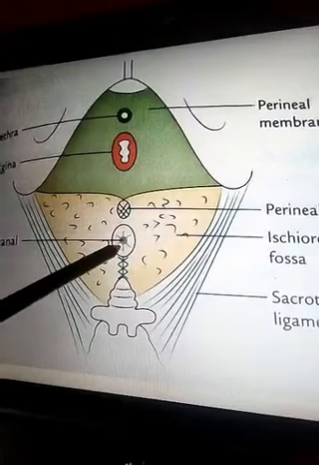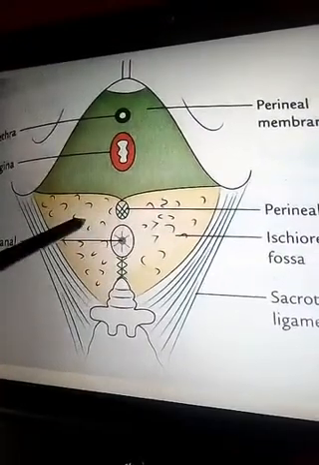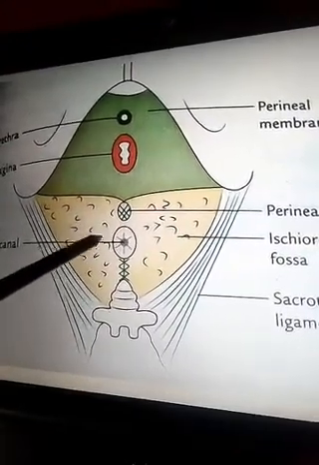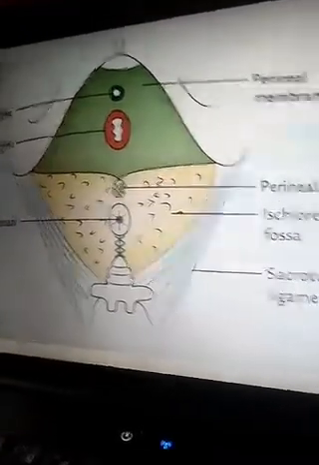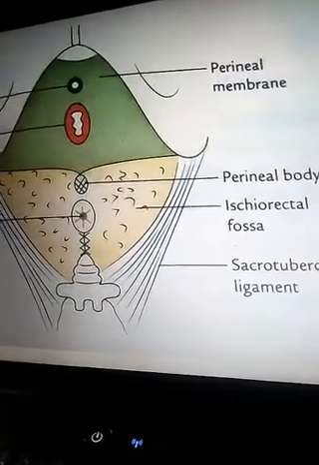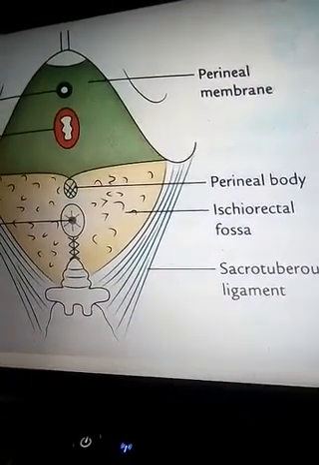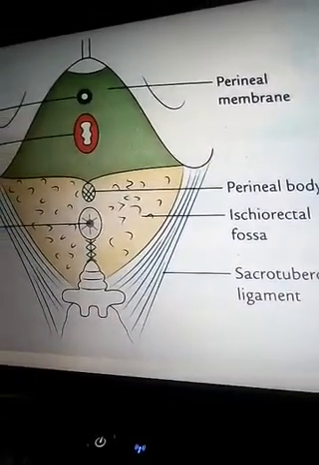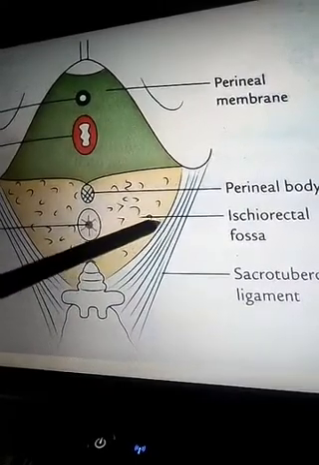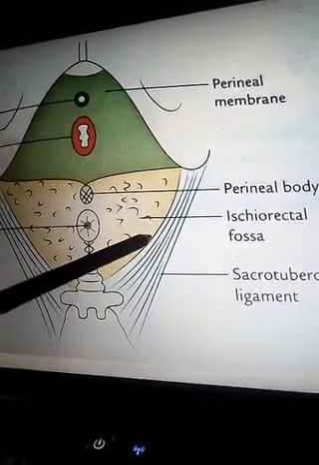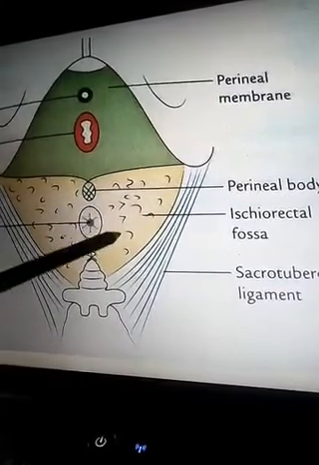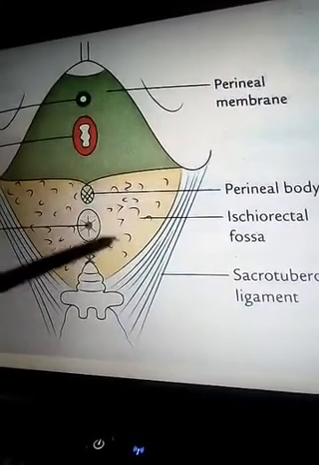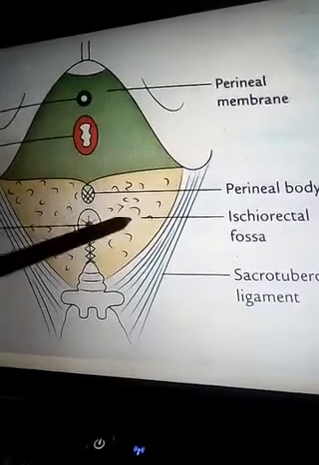Canal in the middle and ischiorectal fossae on each side of the anal canal. Now, cutaneous innervation of the anal triangle. It is supplied by the inferior rectal nerve that arises from S2, S3 and S4. It supplies the skin around the anus and over the ischiorectal fossa.